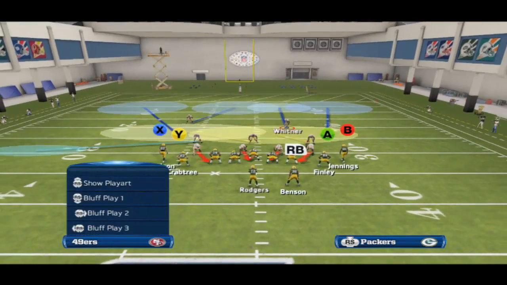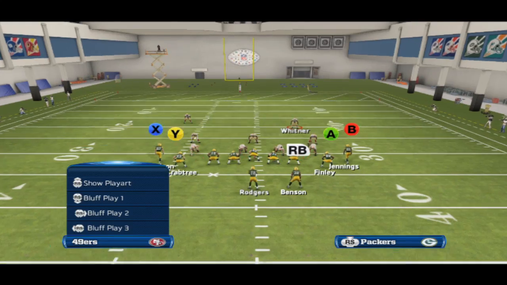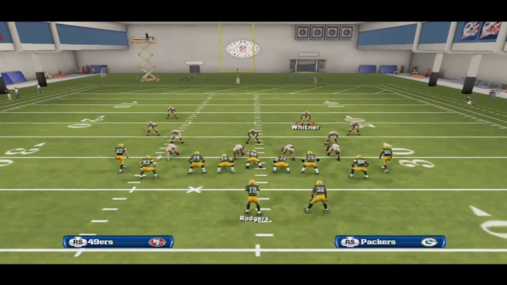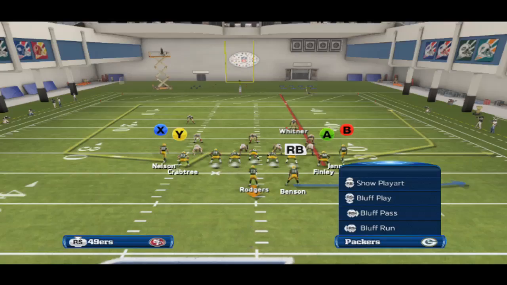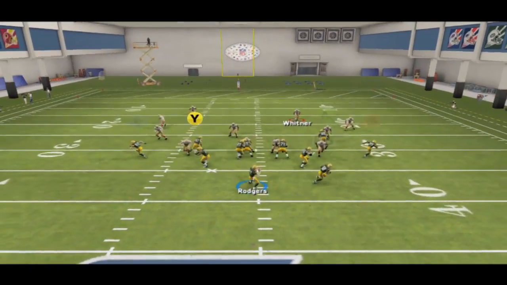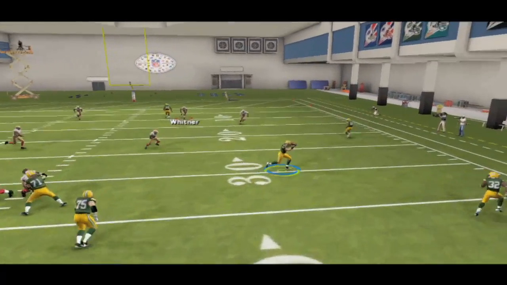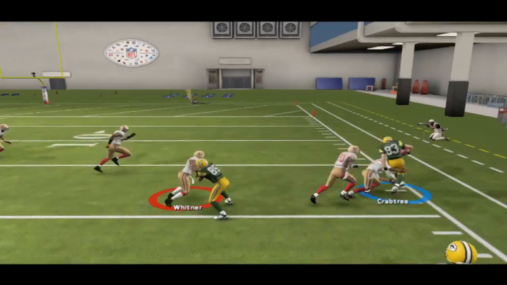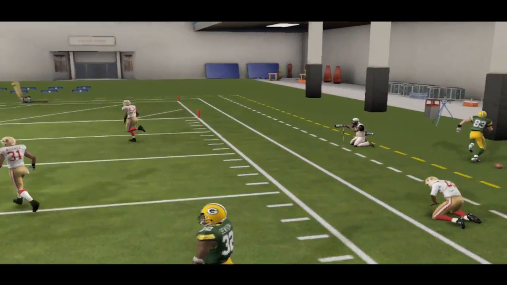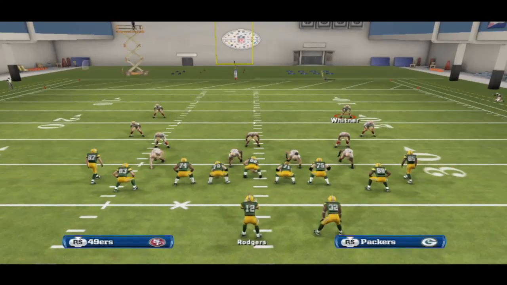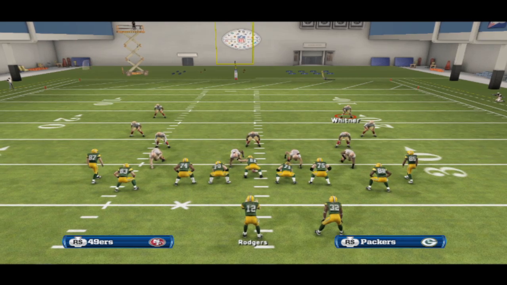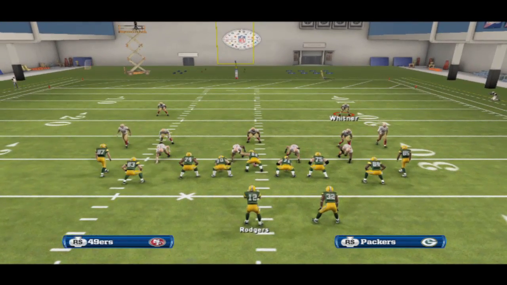So for this example, we'll drop Whitner to the deep part of the field as a user defender, and then we're going to take advantage of the open field underneath to Tom Crabtree as he breaks to the flat to the right, and as you can see, we pick up big gains. So this is how you are keying in on specific user defenders and figuring out how that makes their defense a little bit weaker. Now, the last thing we focus on is the middle linebacker.